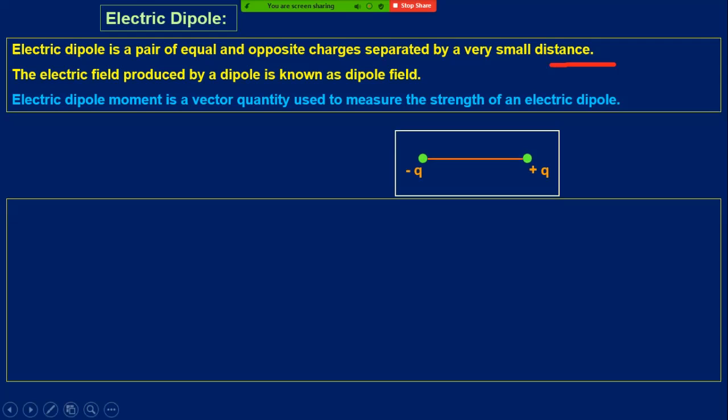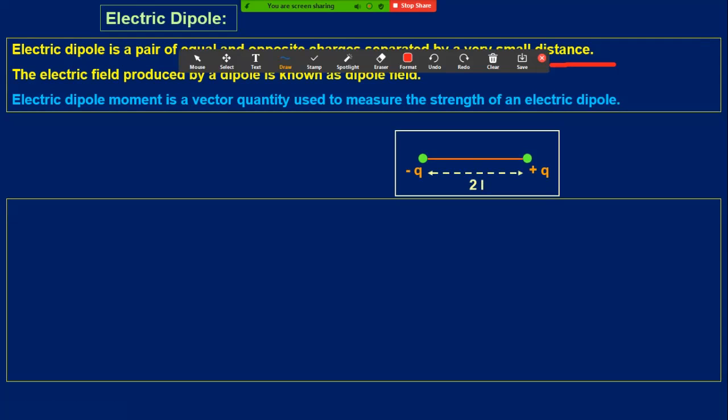Okay, this is the separation of two charges, and this is 2L. Why are we using 2L? Yes, we are using 2L because the center of these two charges is O. From this point O, minus Q is located at distance L and plus Q is located at distance L. That's why we are using 2L.